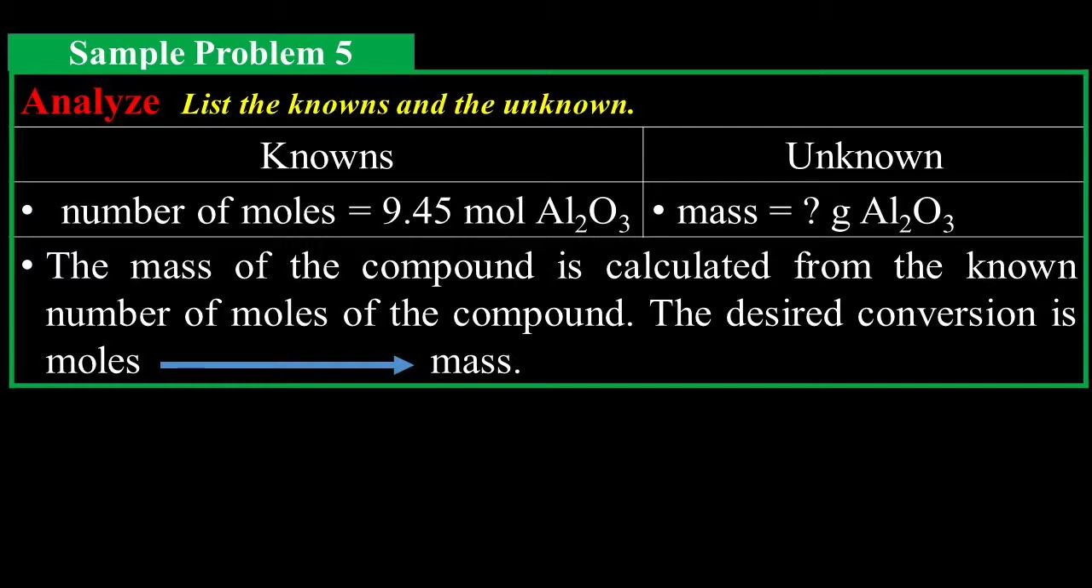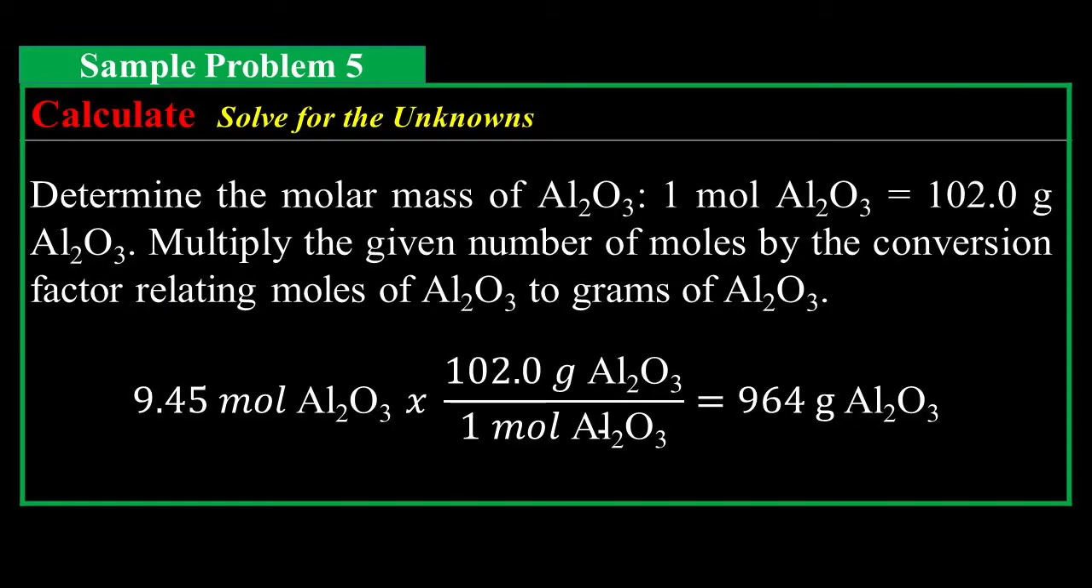So we've got to look up the mass of aluminum and the mass of oxygen. 2 times the aluminum plus 3 times the oxygen is going to be 102 grams. And so you're going to multiply 102 grams by 9.45 moles, and that's going to give you 964 grams of aluminum oxide. It says above, to determine the molar mass of Al2O3, 1 mole of aluminum oxide equals 102 grams.